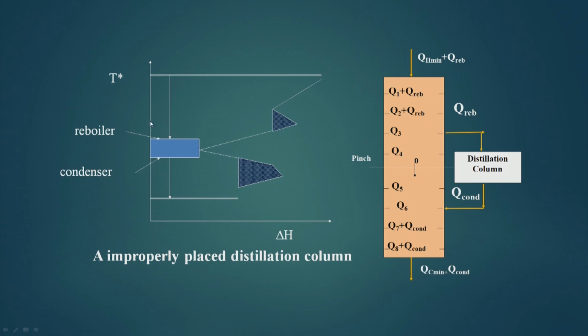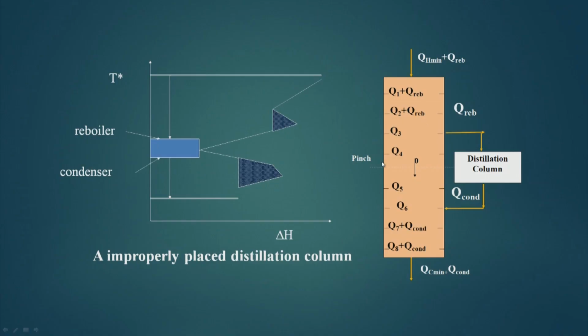So, here what we see is that the total hot utility requirement is the hot utility requirement for the distillation column up to this, plus for the GCC which is up to this. Similarly, the cold utility requirement for the column is this, if I project this point here up to this, and the cold utility requirement for the GCC is from here to here. So, here I am not getting any savings when I place a distillation column across the pinch.